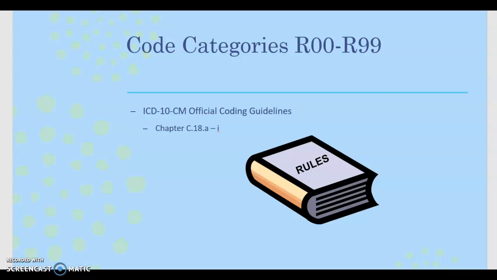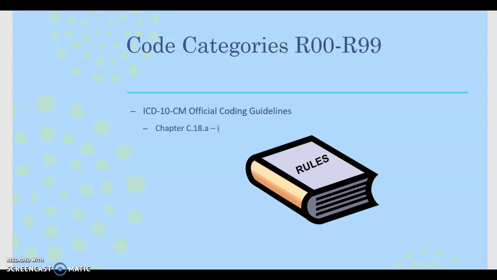Every time you start to code a new chapter, it's important to become familiar with the coding guidelines. Today we're going to go over the coding guidelines for coding signs, symptoms, and ill-defined conditions. If you want to open up your ICD-10-CM codebook, Chapter 18 is where all of the coding guidelines are for this chapter, which is on page 19 of the Optum ICD-10-CM codebook.